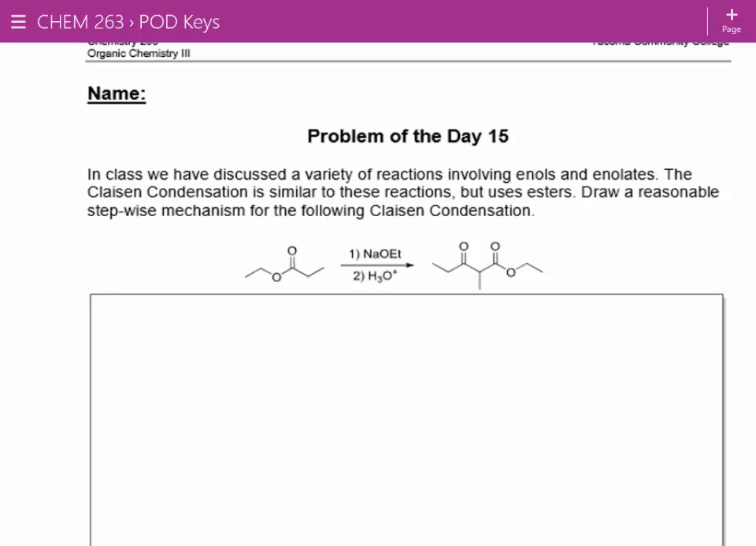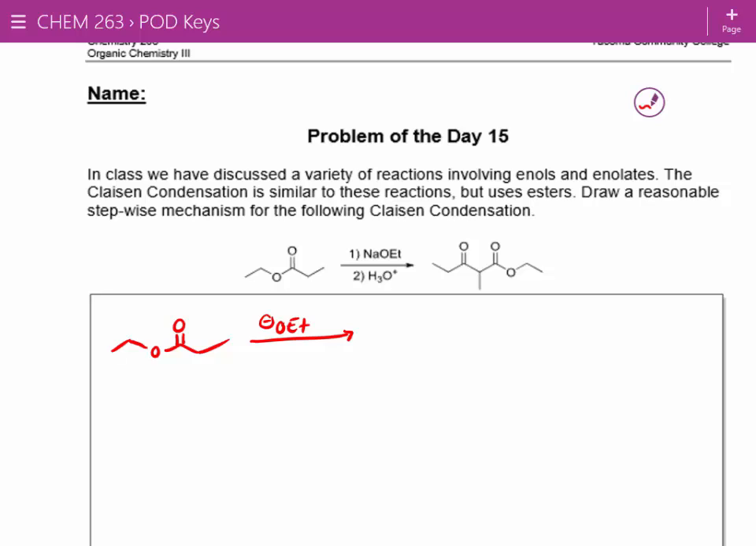So the problem of the day we had last night was something called a Claisen condensation, and we'll talk about that a little bit more today, but let's go through and try to rationalize the mechanism here. I wouldn't just copy it out of the book. Try to understand what's going on. Okay, so we've got sodium ethoxide, which is a strong base and a strong nucleophile.